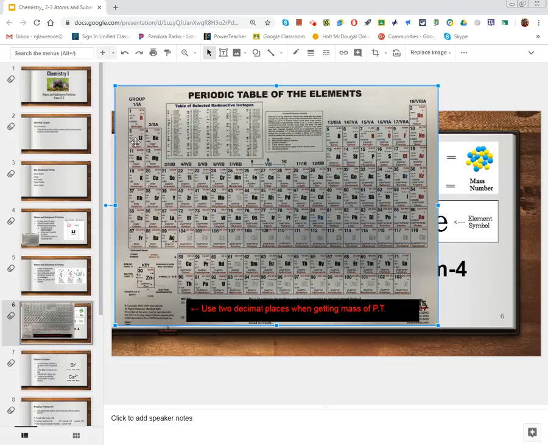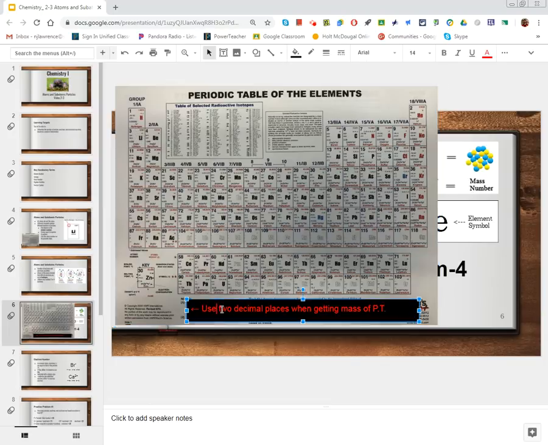So here's lithium right here. You see the number is 6.9. In this class, if you ever get a mass off of this periodic table, go ahead and round it to 2 decimal places. So we're going to take that 6.9 and call that 7.00, or 7 for right now. And so it has the atomic mass of 7.